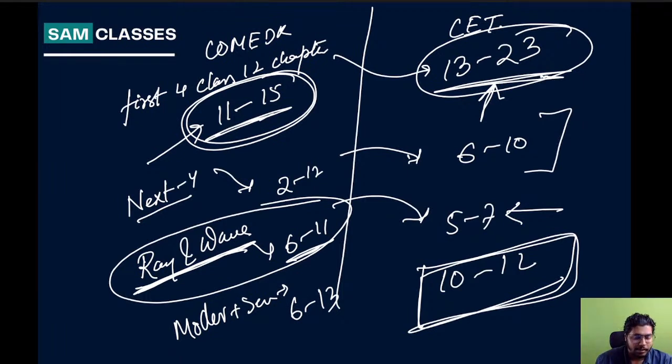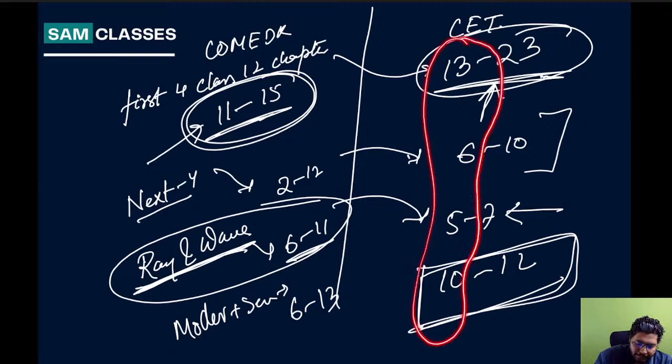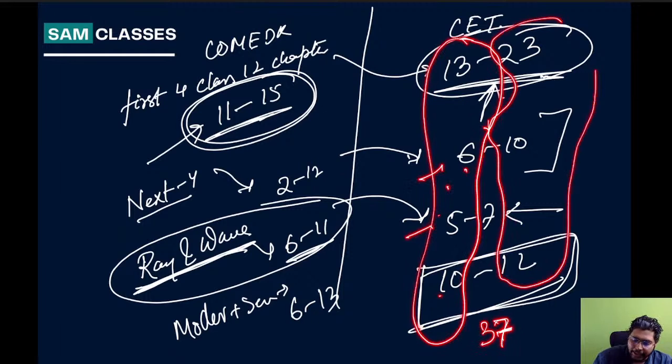If you do it, what are the marks you'll be scoring from the 12th CET part? Minimum you will be scoring, if I take the minimum, 21, 27 and 10, 37 from the 12th part, this part. If I see the maximum part, what I'll get?